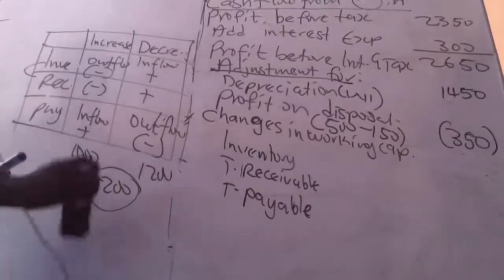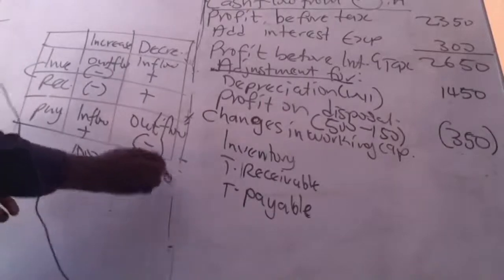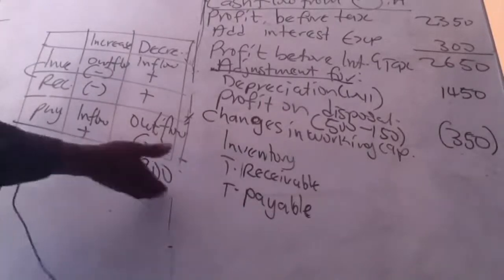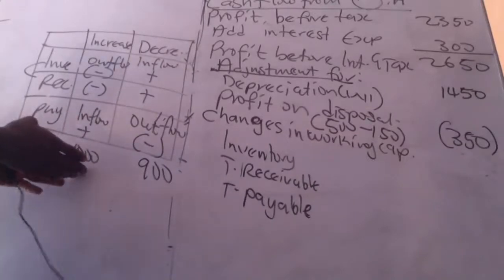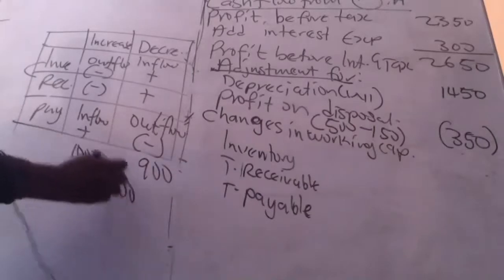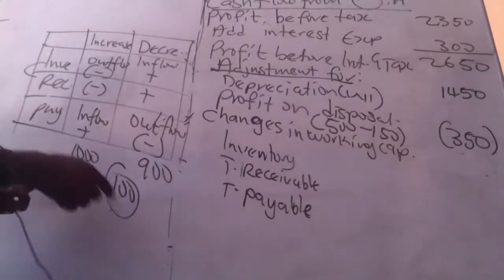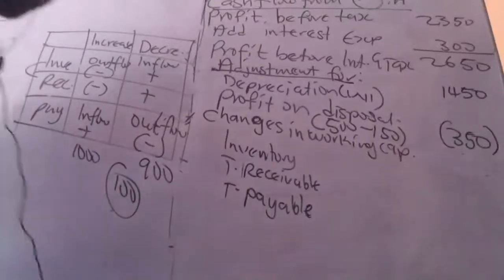That's the good news for us. But when it decreases, that's the bad news. They force us to come and pay. Maybe here's 900. Payable has decreased. The opening balance is 1,000, but the closing balance is 900. They force us to come and pay or redeem 100 of our debt, and that's what? Outflow. So that is it.